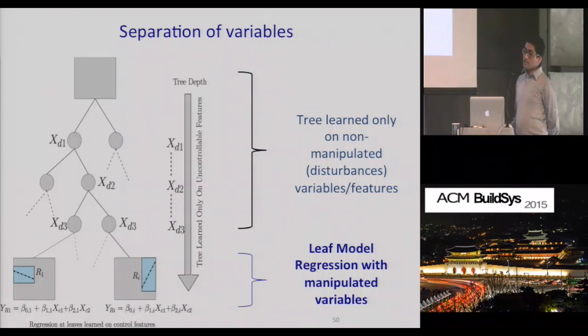So what we do then is a simple trick where we separate the variables, and we train the tree on the non-manipulatable variables, the weather, the disturbances. And then that brings us to a linearized model of the building for that environment condition, say for that day, for that humidity, et cetera. And then we have the manipulatable variables as coefficients from the tree.